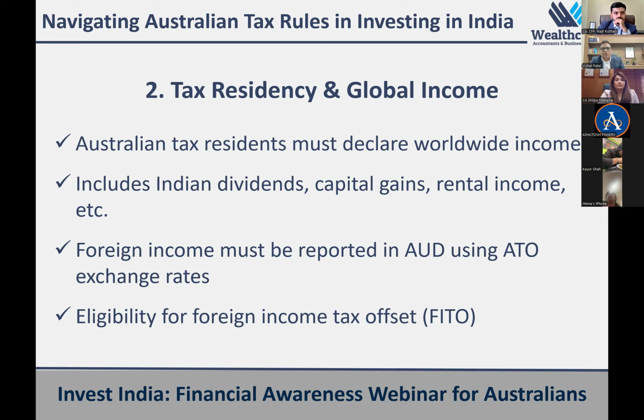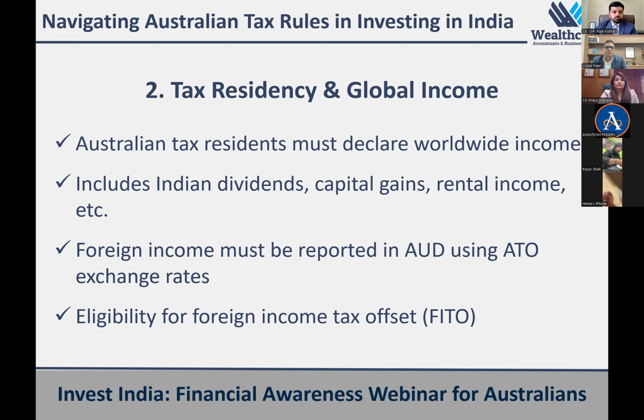Eligibility of foreign income tax offset. So what is foreign income tax offset? As I said earlier, if you have generated any income or any capital gain in any foreign country, the first right to tax that income is that particular country where you have generated that income. So if you have sold any property in India, or received any dividends or rental income in India, you may pay tax in India.